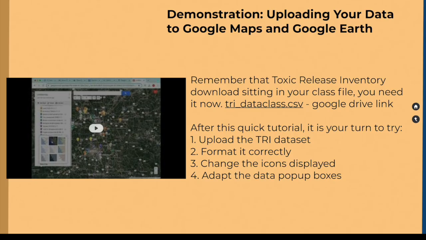It is well worth keeping in mind, though, that as you convert and bring a map into Google Maps, take the time to formulate it to look the way that you want. Google Maps has the information that you want in it, and then when you convert it over to Google Earth, that is a frozen layer that you're no longer able to edit. So in order to edit it, you would have to go back to Google Maps. After this quick tutorial, I hope you will give this a try, uploading your TRI data set, formatting it correctly, changing your icons, and then adapting the data pop-up boxes.